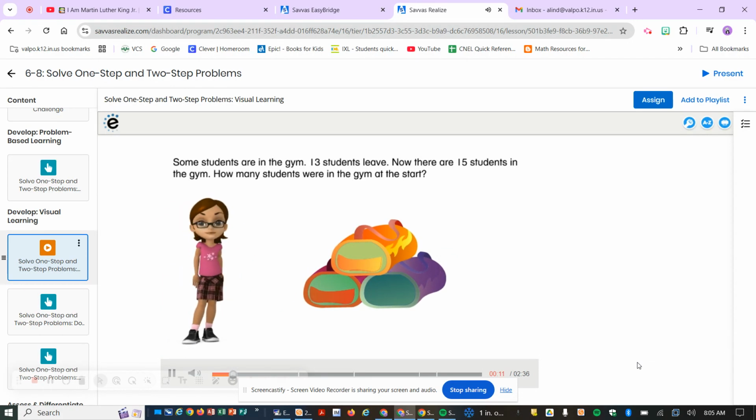Some students are in the gym. 13 students leave. Now there are 15 students in the gym. How many students were in the gym at the start?